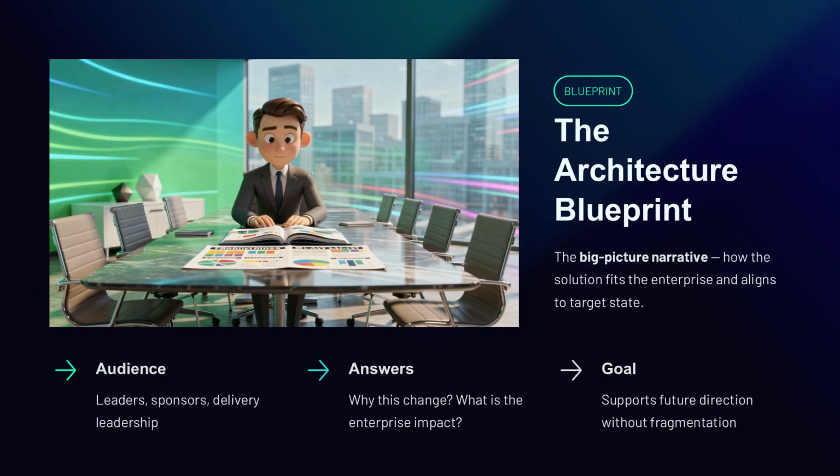With failure patterns in mind, you can now define what an architecture blueprint should achieve. A blueprint is the big picture architecture narrative that shows how the solution fits into the enterprise and how it aligns to target state direction, principles, standards, and capability uplift. It is meant to be read by leaders, program sponsors, and delivery leadership. It answers the strategic questions: why this change matters, what the enterprise impact is, and how the solution supports the future direction without creating fragmentation.